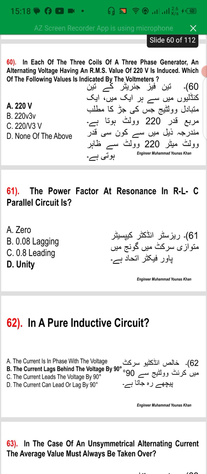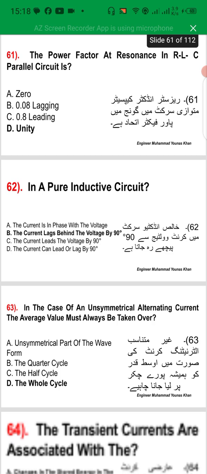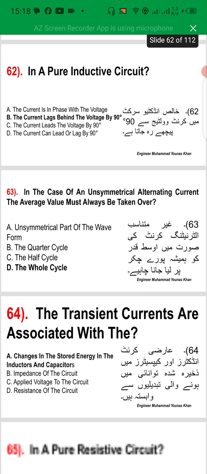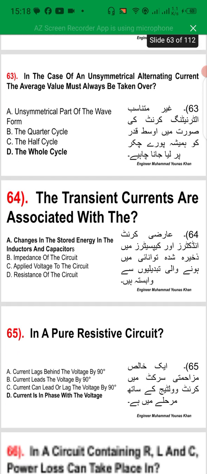In each of the three coils of a three-phase generator, an alternating voltage having an RMS value of 220 volt is induced. Which of the following values is indicated by the voltmeter? 220 volt. The power factor at resonance in an RLC parallel circuit is unity. In a pure inductive circuit, the current lags behind the voltage by 90 degrees.